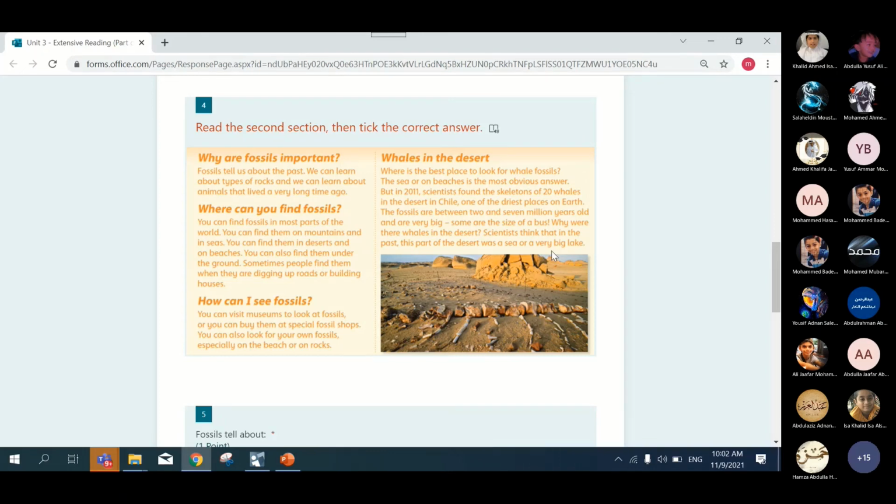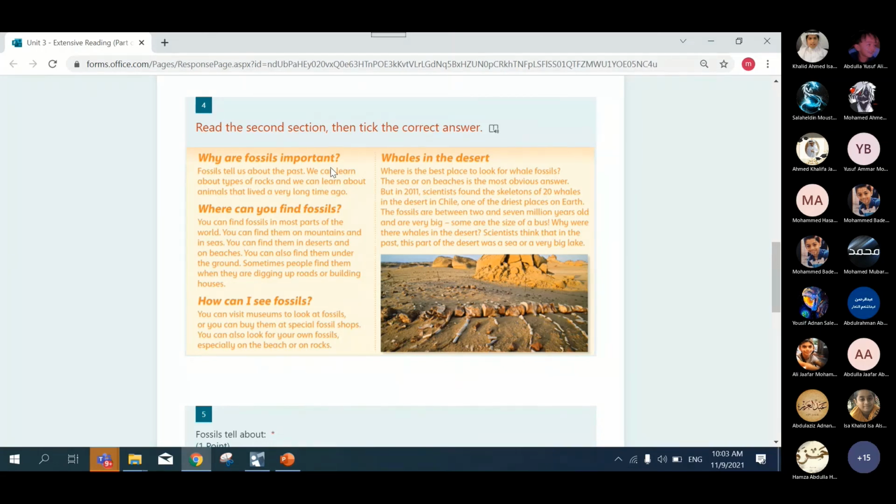Okay? Teacher, can I ask something? Yeah. Teacher, how can we see fossils? On rocks. Does that mean that rocks before were meteors, because it says on rocks? Yeah, you can find fossils in rocks.